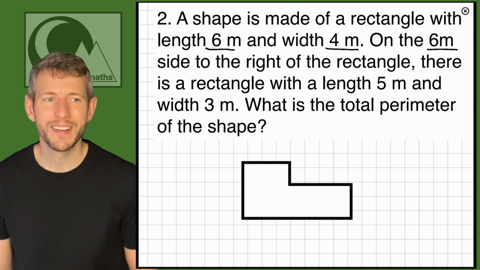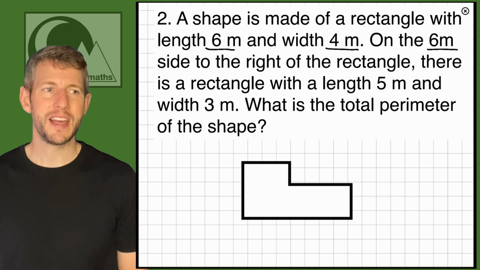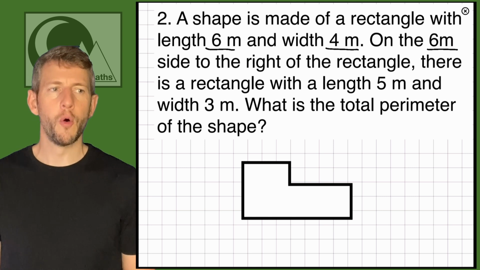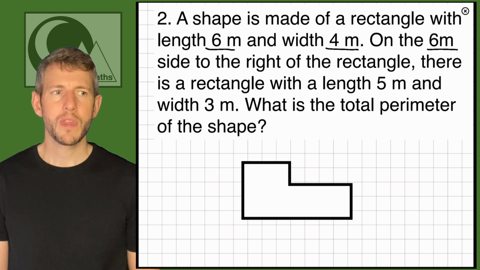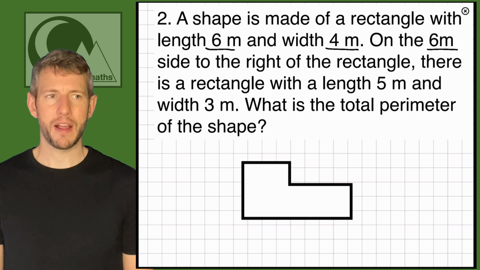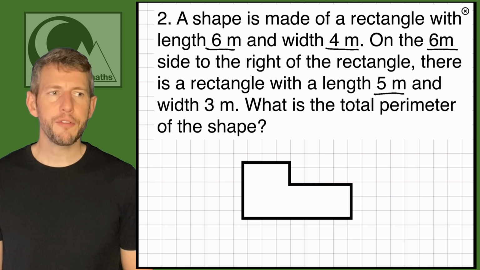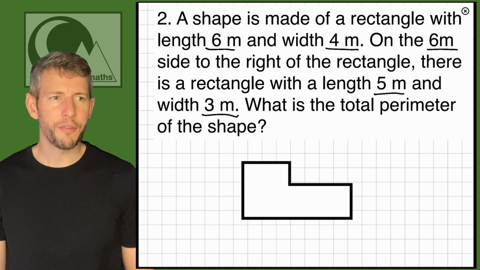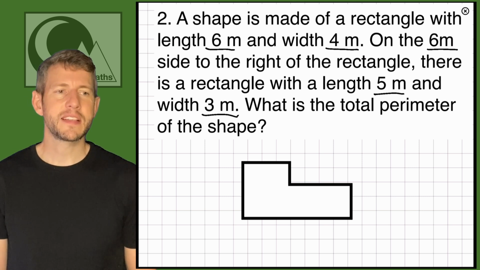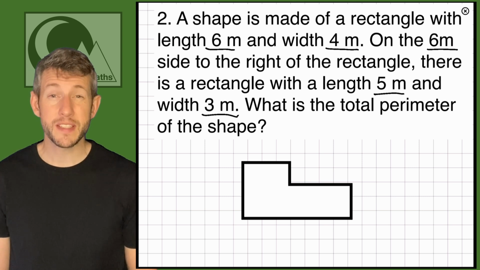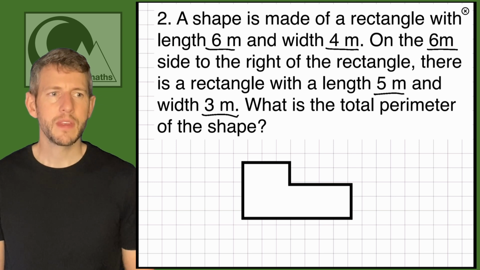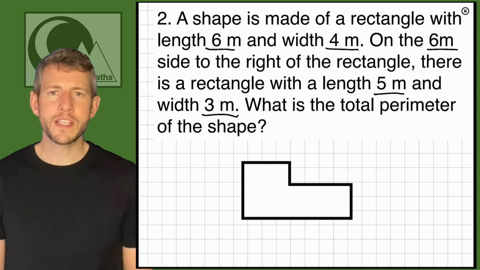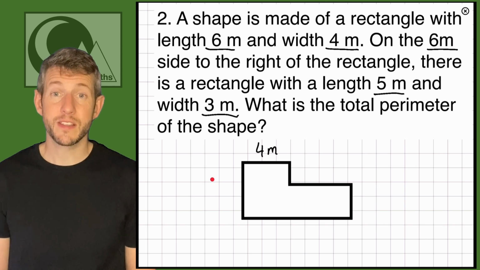Okay, so let's have a look at some of this information here. We've got a first rectangle, and it's got a width of 4 and a length of 6. And then we're told that there's a second rectangle with a length of 5 and a width of 3. We're told that it's attached to the other rectangle on the 6 centimetre side, okay? So that's the longer side of that rectangle. So let's put on this 4 here, and let's put on 6 metres here.